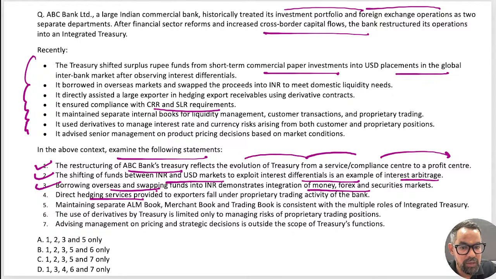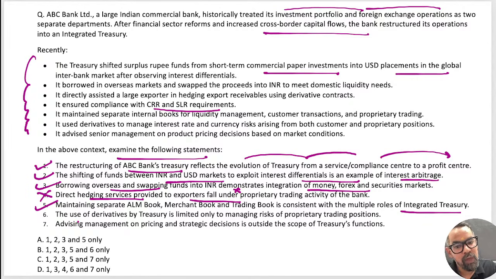Direct hedging services provided to exporters fall under the proprietary. No, they are not proprietary. They are basically categorized under the merchant book. Then we have maintaining separate ALM book, merchant book, and these are the multiple roles of treasury. This is also correct, right?